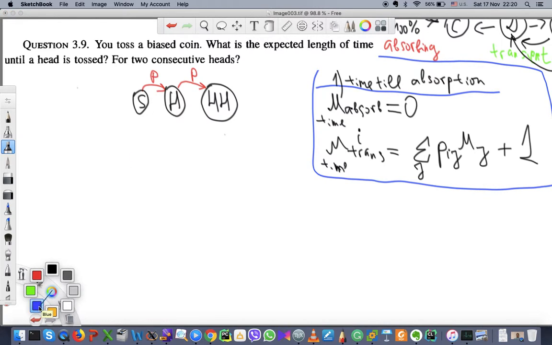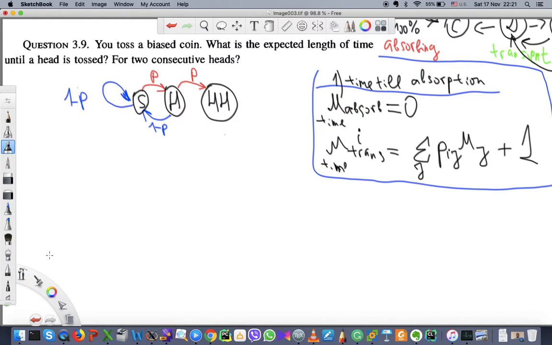Okay, but what about tails? Well, if we are at the start and we get a tail, the probability to get a tail is 1 minus P. Why? Because probabilities sum up to 1, and 1 minus P plus P is equal to 1. If we are at H and we get a tail, we are back to state S with probability 1 minus P, and it means after that we start it all over again. That's it. This is our full Markov chain that describes the whole problem.